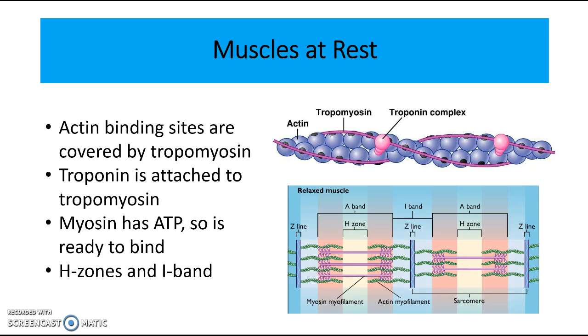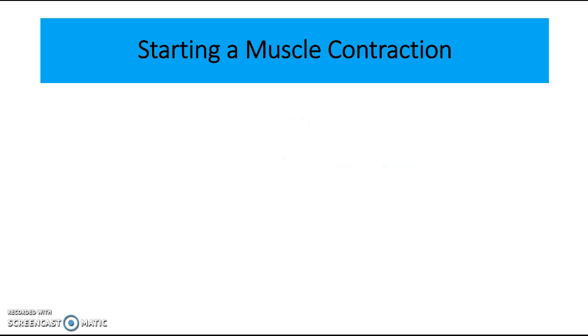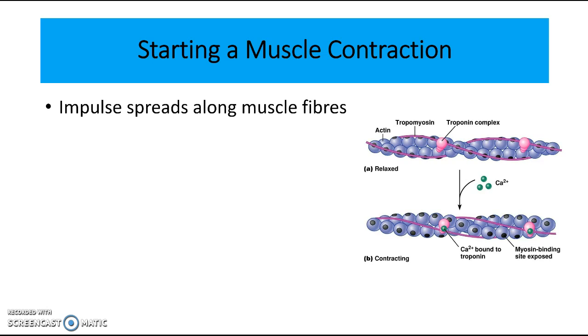Now, in the second image, we can see that the H zones and the I band are at maximum width here. So now we're just going to go back to the impulse. So it goes through the cell membrane of a muscle, which is called the sarcolemma, and then the T-tubules carry the nerve along the muscle fibres. So the impulse then reaches the calcium store, which is called the sarcoplasmic reticulum.